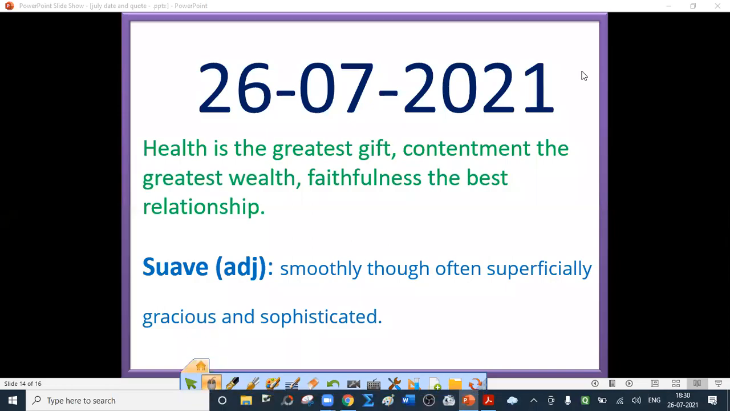Good evening. Today's quote is: Health is the greatest gift, contentment the greatest wealth, faithfulness the best relationship. Today's word is suave: smoothly, though often superficially gracious and sophisticated.